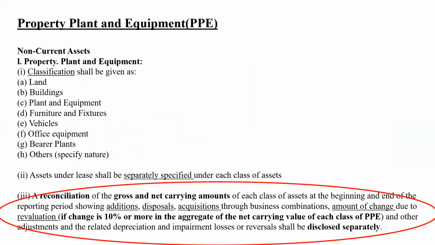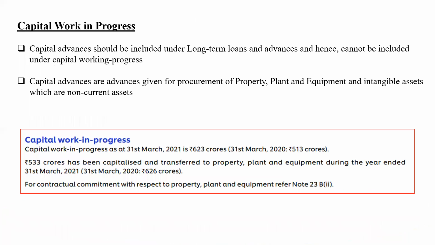Further amendment in this case is that a reconciliation is to be provided for the difference between gross and net carrying amounts. If there is a change of 10% or more in the aggregate net carrying value of such PPE, then in that case a proper reconciliation is to be provided, and the difference is to be shown for any additions, disposals, acquisitions through business combinations, amount of change due to revaluation, or any depreciation or impairment loss, and that has to be provided separately also.